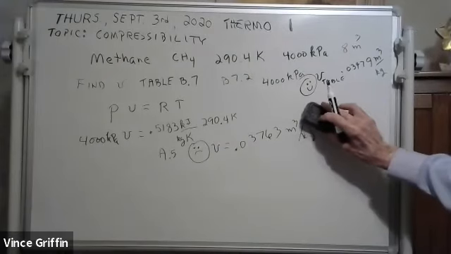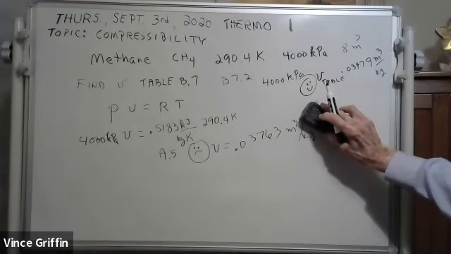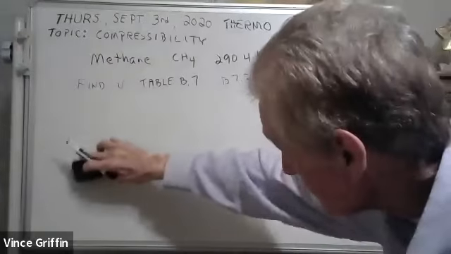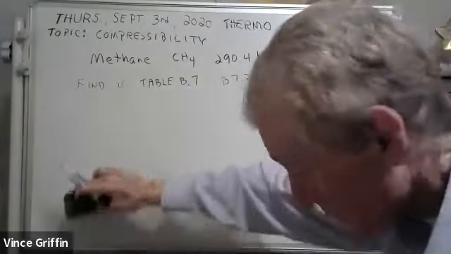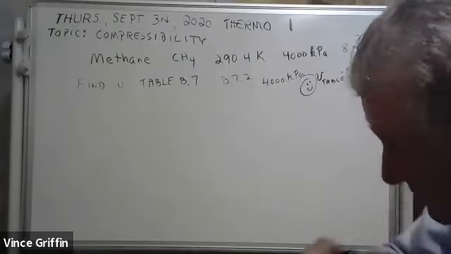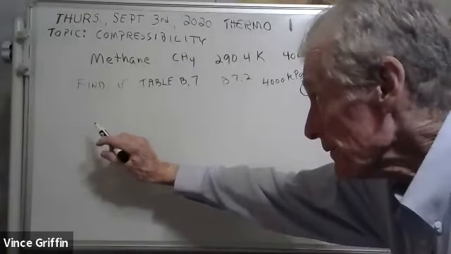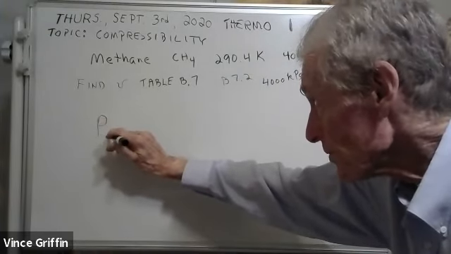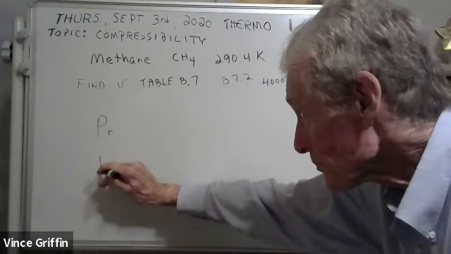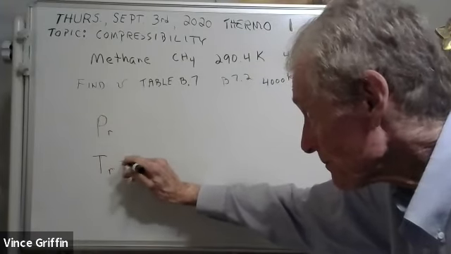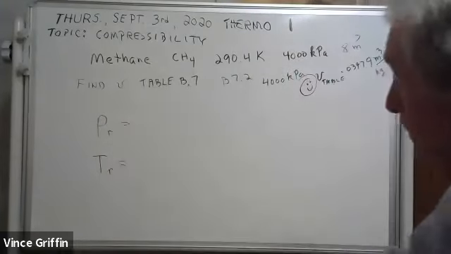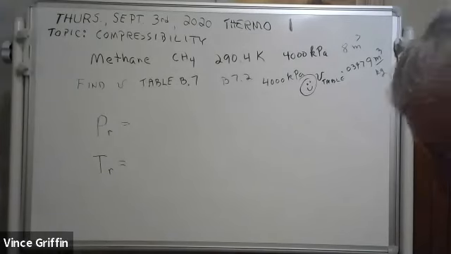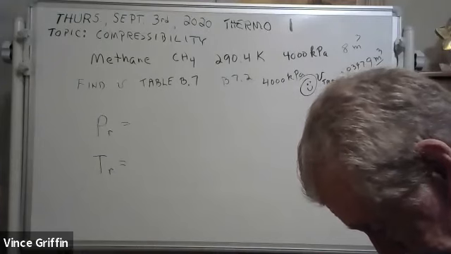Okay, I'm going to make some room now. And we're going to do it with the compressibility. Here goes. Well, we have to go through this little dance that we go through. We got to get the PR and the TR. Well, the pressure is 4,000 kilopascals.